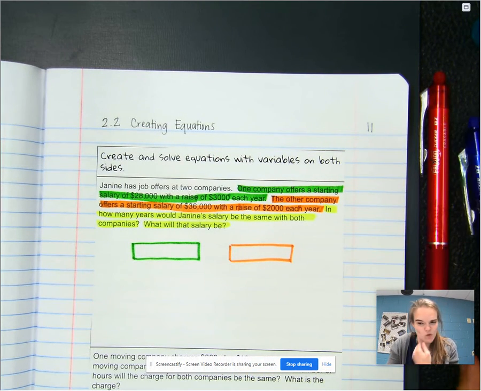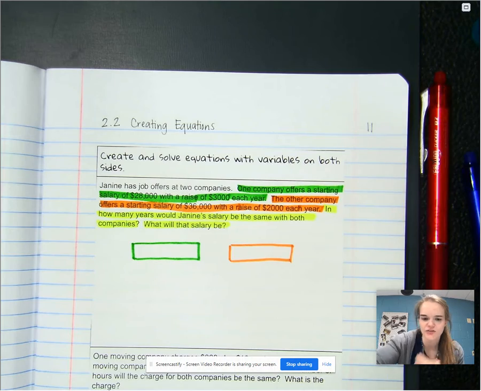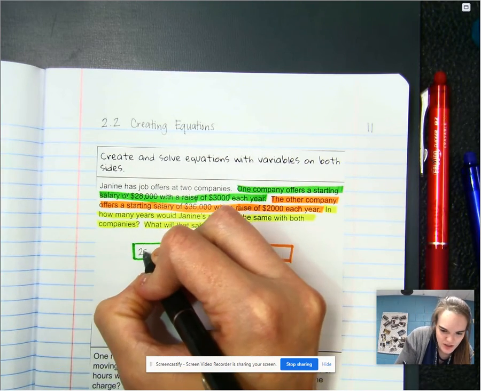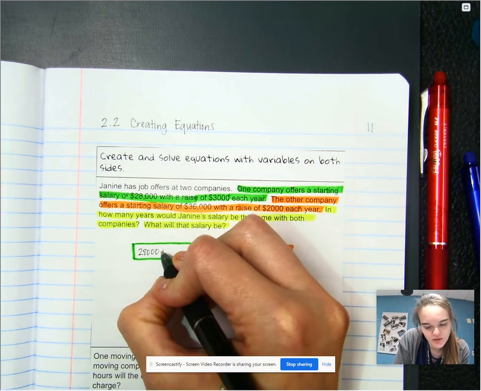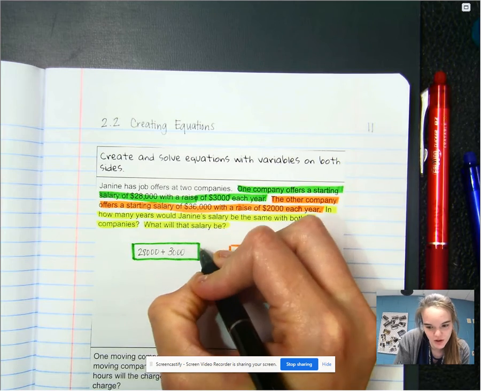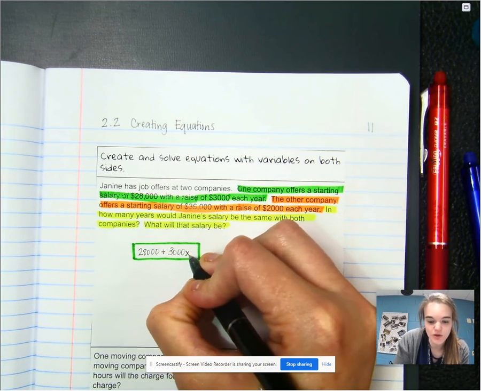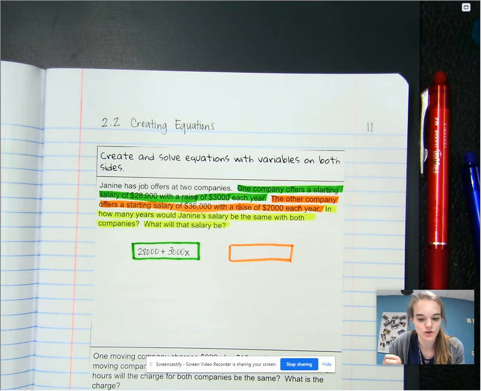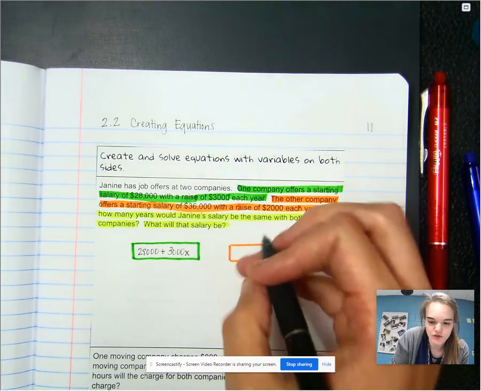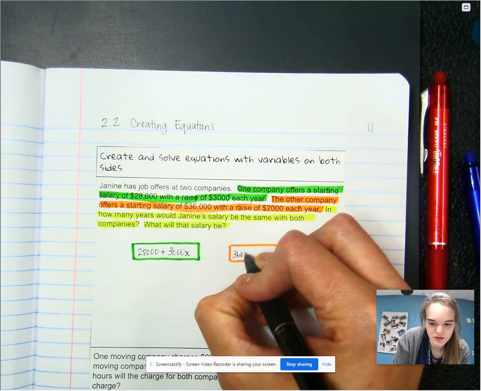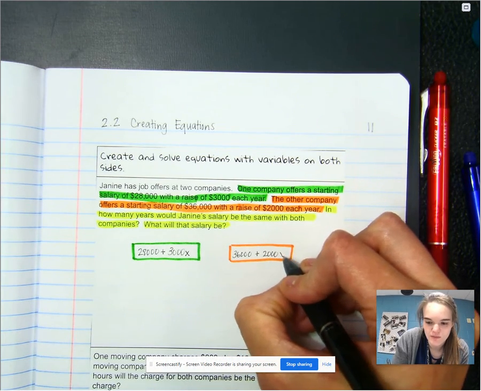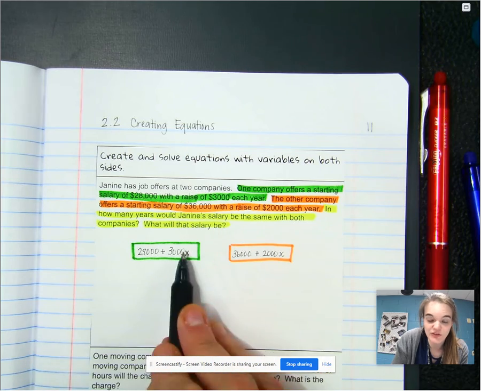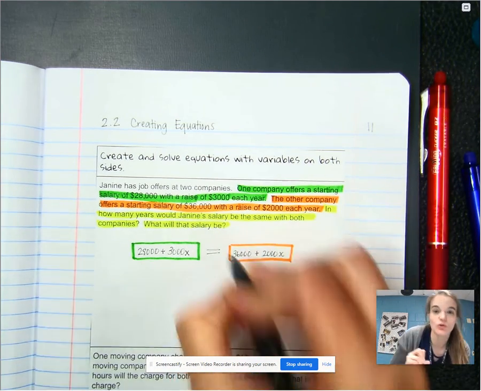So one company again offers a starting salary of $28,000 with a raise, meaning they're adding to her salary, plus $3,000 every year. We don't know how many years, so we're going to use the variable x. We could use y if you want to. You can use whatever variable you want. The other company offers a starting salary of $36,000 with a raise, adding $2,000 each year. In how many years will they be the same? Meaning, when will they be equal to each other?